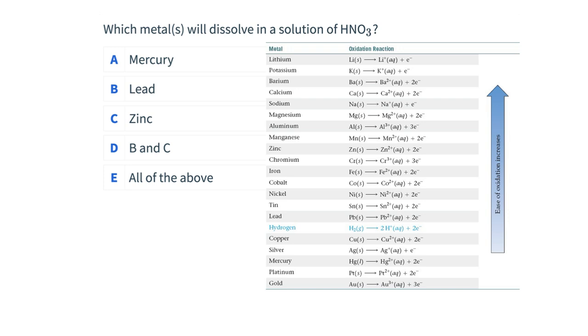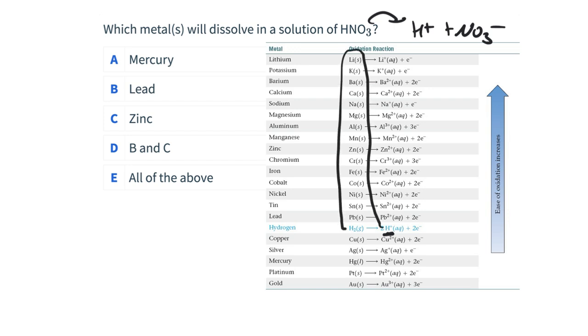Which metals will dissolve in a solution of H+ ion? The key here is that HNO3 is really H+ and NO3-. So I can take all the metals up here, and each of these metals will dissolve in H+ solution. Lead is above hydrogen, so lead forms lead 2+ ion. This is why lead is so bad in plumbing: if you have corrosive water of relatively low pH or high acidity, it's going to leach lead ions into the water. That's going to be pretty bad.